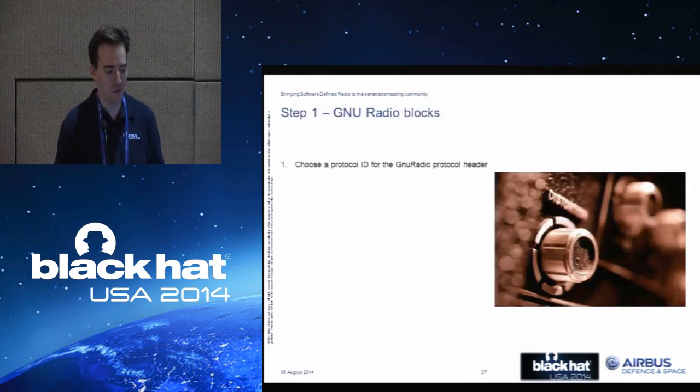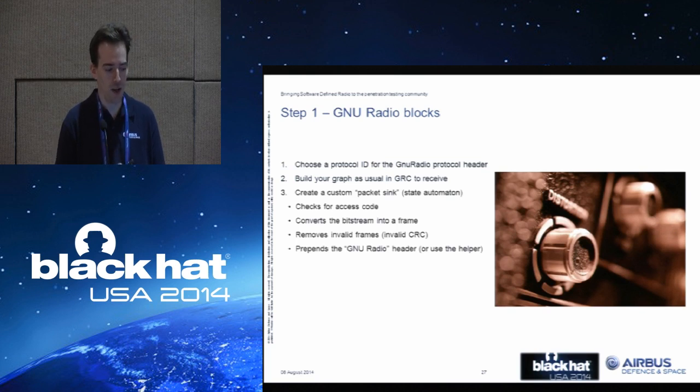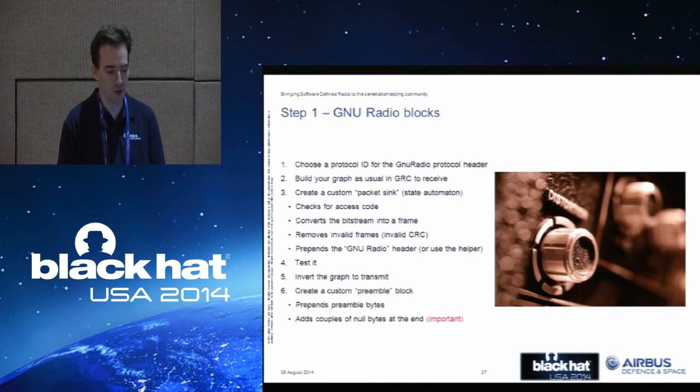So how to add stuff? You choose a protocol ID. You build your graph in GNU Radio Companion to receive your packets. Then you create a packet sync, which is basically a state automaton that will check for the access code and remove invalid frames, based most of the time on the CRC, and that prepends the GNU Radio header, or use our helpers. Test it. Then you invert the graph for the transmission part, and you create a custom preamble block.